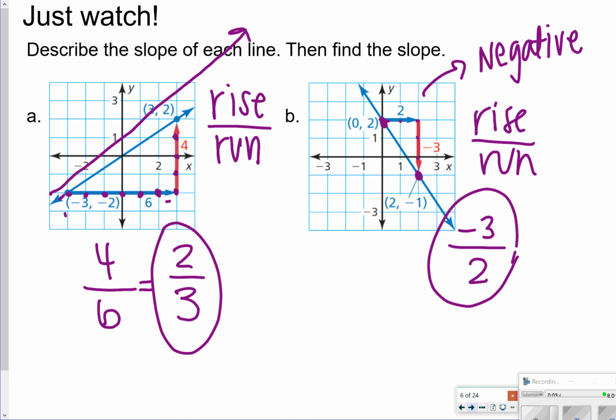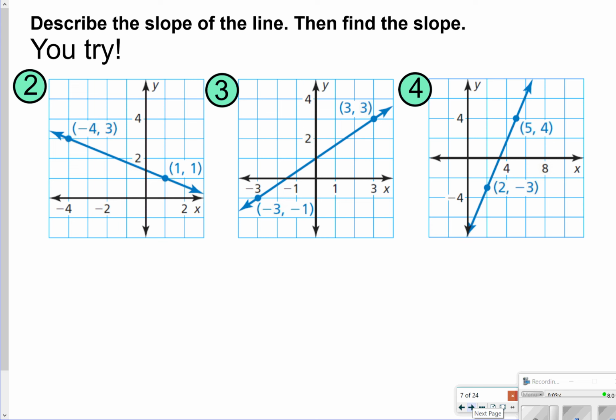Okay? So you're going to try these 3. Again, you're looking for rise over run. You're basically just connecting these 2 points to see how much did we rise or fall and how much did we run. So you're going to count the units. Let's go ahead and pause here to see what we can do, and once you're done, click play so you can check your work.